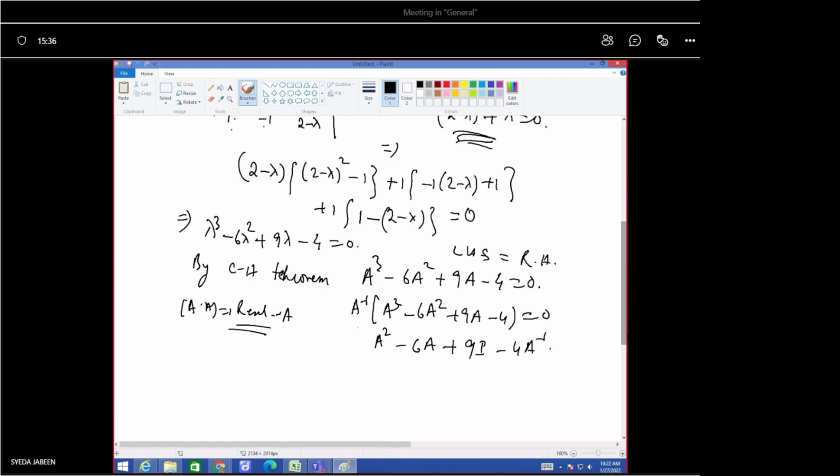So from this, if this is equal to 0, from here you can get A inverse. A inverse will be equal to 1 by 4 times (A square minus 6A plus 9I). So these are the uses. One good use: you can find A cube also. You can find A square, any value. If I tell you to find A to the power 100, then also you can do it if you get some simple expression. Okay, right now you verify and you check.